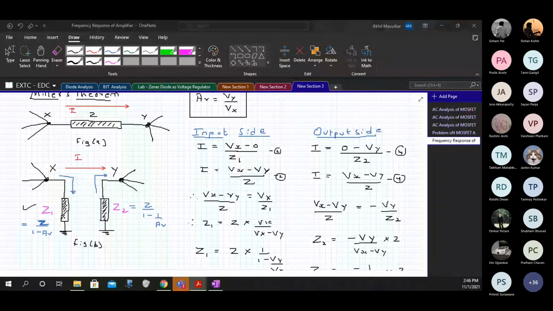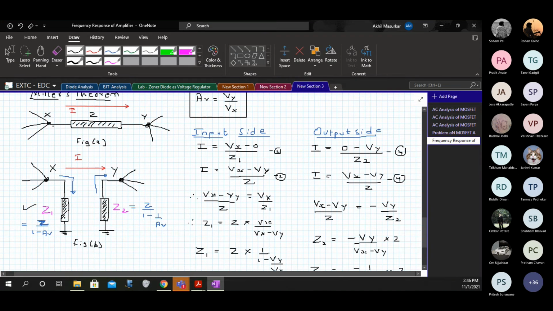Have you understood this? How those Z1 and Z2 came into existence? So let me give you an example. Let's say Vx is at 5 volts and Vy is at minus 5 volts. Okay. So can we split up the circuit like this? This is at 5 volts. This is 0. This is 0. And this is minus 5.